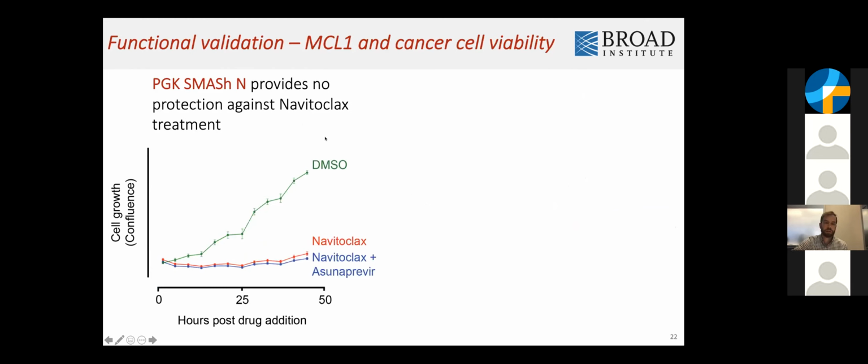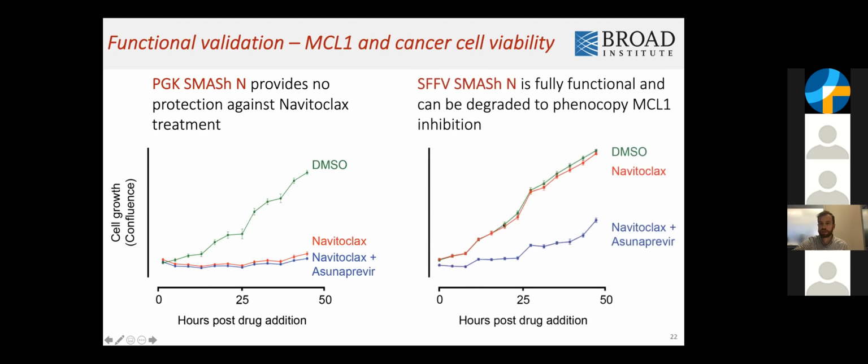And so here I'm showing the results from our internal SMASH tag constructs. For the PGK construct, the more weakly expressed, it's the same kind of story as the DTAG, where weak expression of the SMASH MCL1 protein didn't rescue cells and didn't protect cells from navitoclax-induced cell death. However, the more strongly expressed protein really gives the ideal situation where the protein at baseline, or MCL1 at baseline, is protecting the cells from navitoclax-induced cell death.